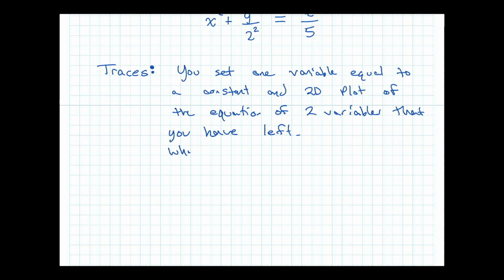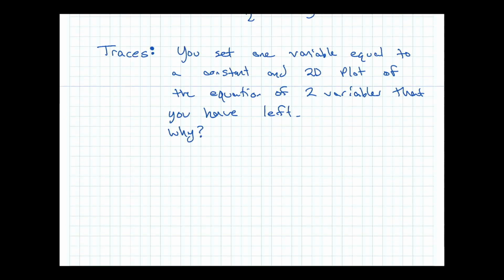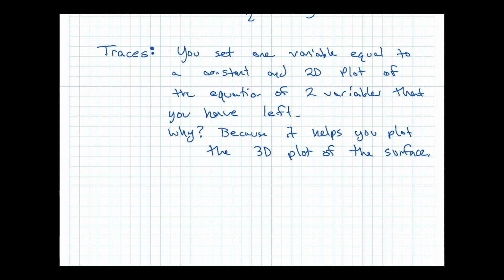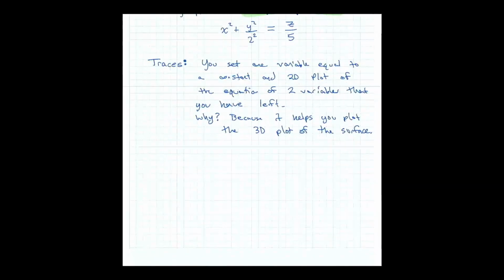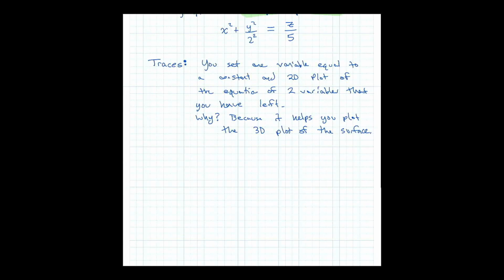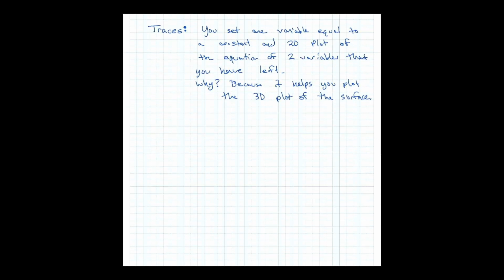Now, why would you do that? Because it will help you make the 3D graph later on. Okay, so that's why we're doing it, because we think it will help us later on. Okay, so we got this equation here, x squared plus y squared over 4 equals z over 5. So let's do some traces for z. So if we set z equals 0, what do we get?